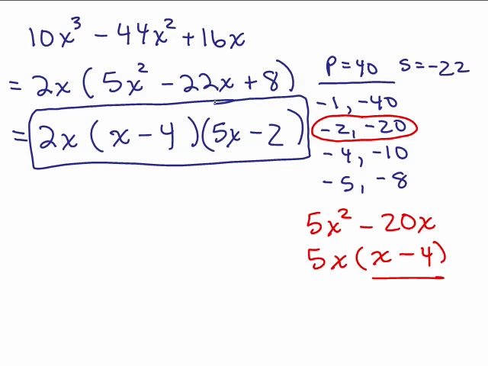Now, if you forget to take the 2x out first, it becomes a much more difficult problem to do when you do the product and sum, because you'll have to do 10 times 16. And then at the end, you'll have to pull out the 2x. If you forget, it won't be factored completely. So step 1 in factoring is always to first pull out the greatest common factor.